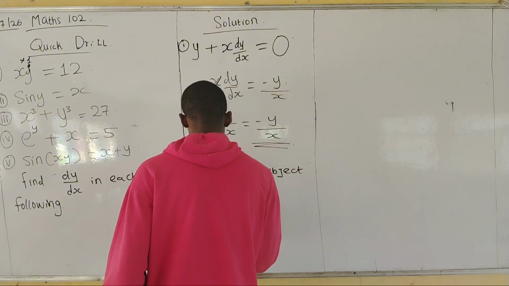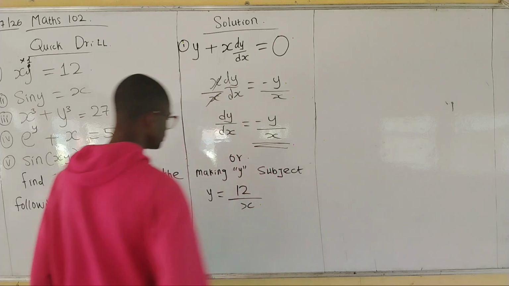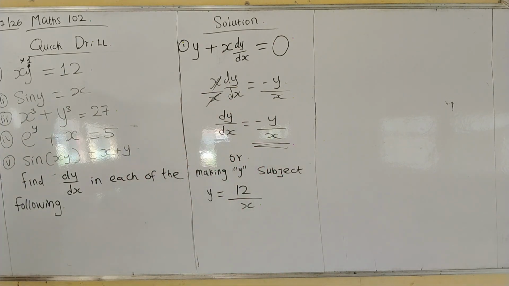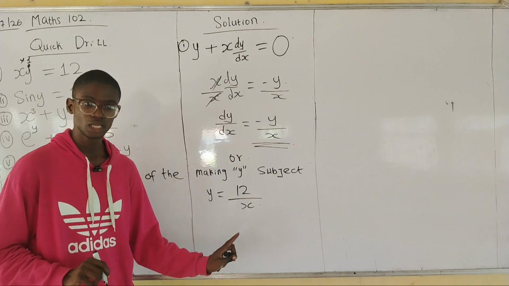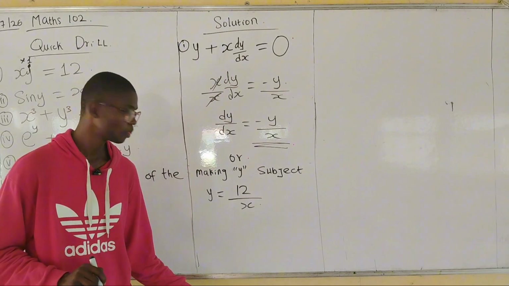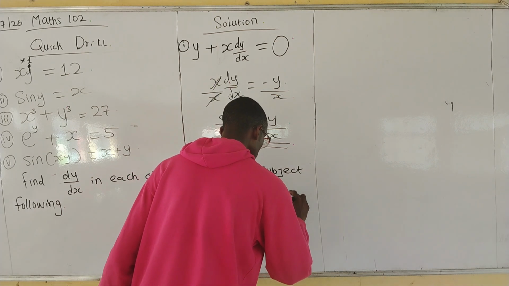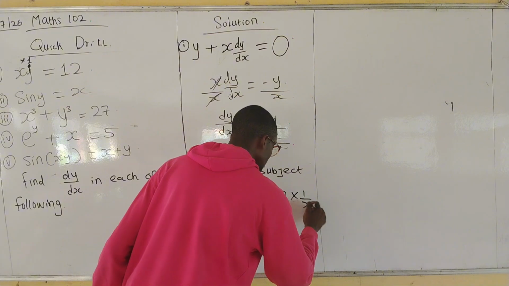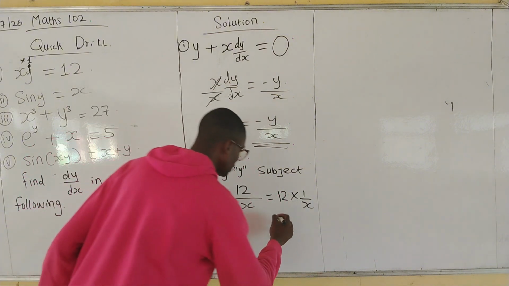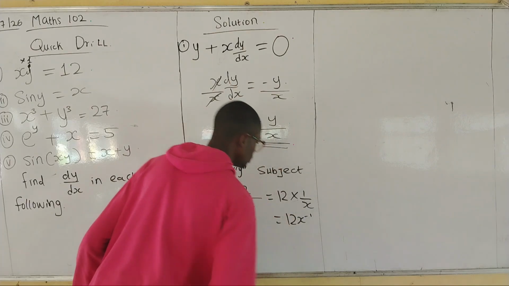What will we get if we make y the subject? It will give you that y is equal to 12 over x. Can you apply the product or quotient rule here? It's quite unnecessary. Because this can also be written as 12 multiplied by 1 over x, which you can further write as 12 x inverse.